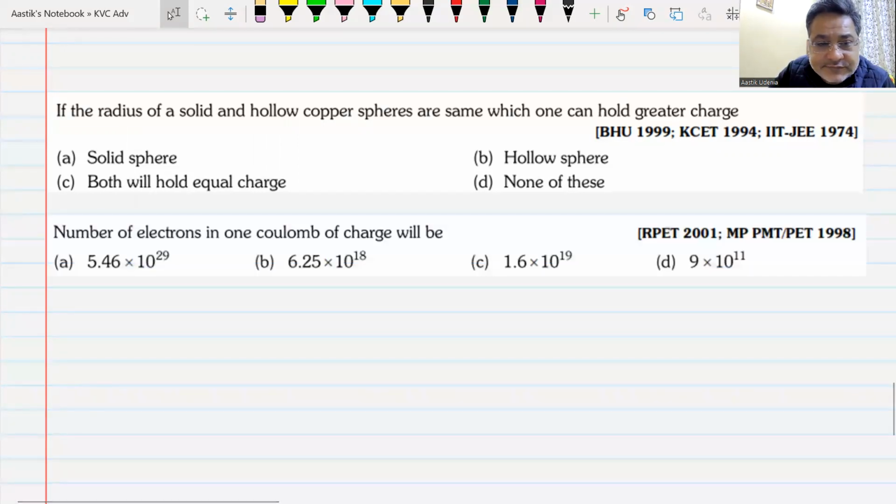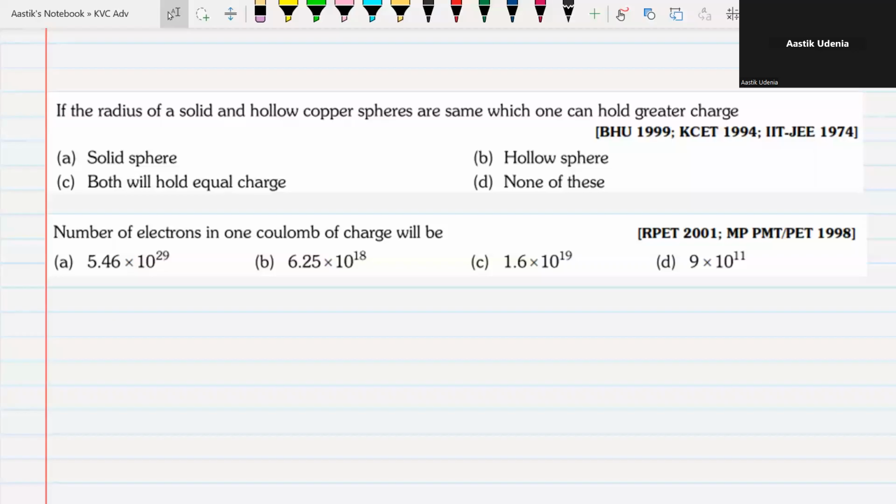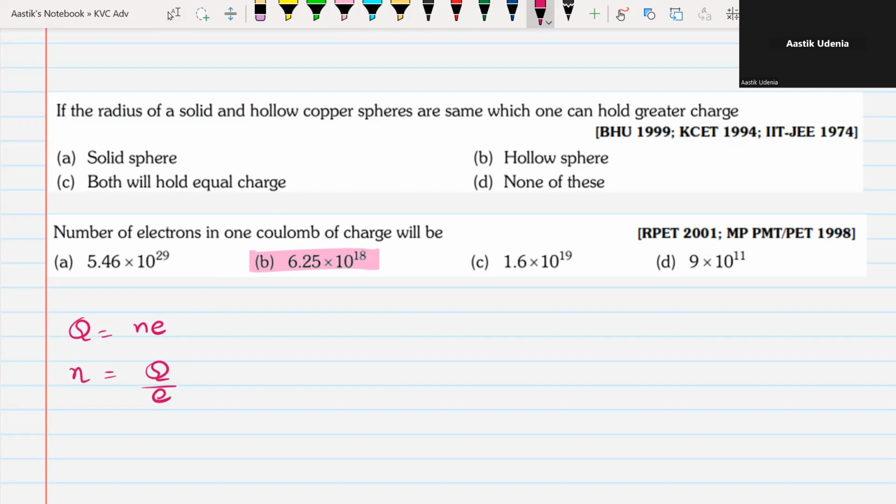Coming on your screens. The answer is 6.25 times 10 raised to the power 18. How did you get it? Total charge is 1 coulomb. So you can write Q, the total charge, is equal to N times E. So the number of electrons will be Q divided by E, 1 coulomb divided by the charge of 1 electron. Yes or no? Yes, sir. Next one.